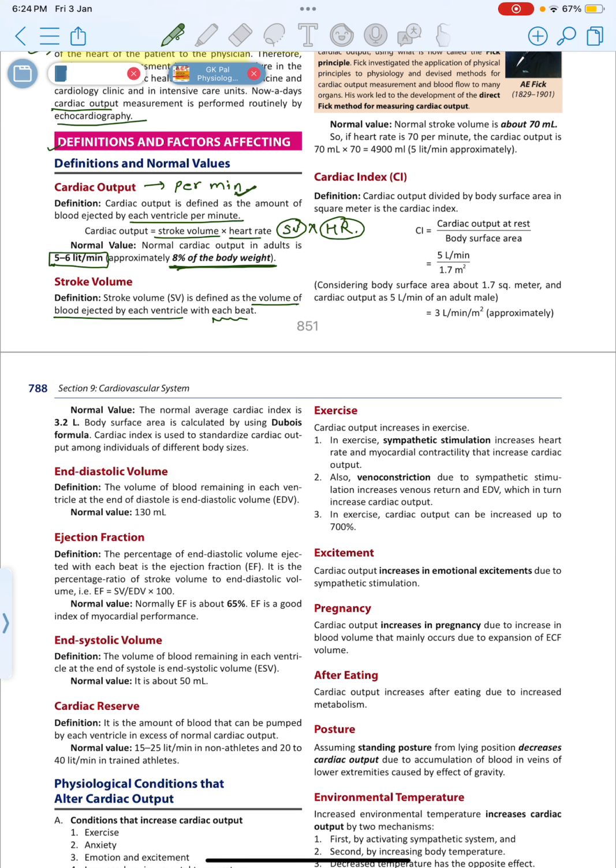Normal stroke volume is about 70 ml and normal cardiac output is 5 to 6 liters per minute. So if heart rate is 70 per minute, the cardiac output is 70 into 70, which is approximately 5 liters. We talked about the cardiac output formula, SV into HR, right? And now we learned that SV is 70 ml and heart rate is 72 beats per minute.